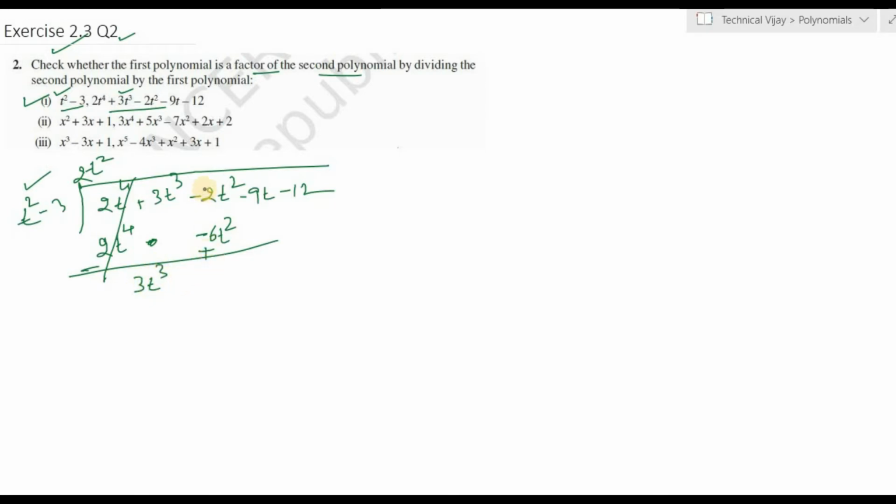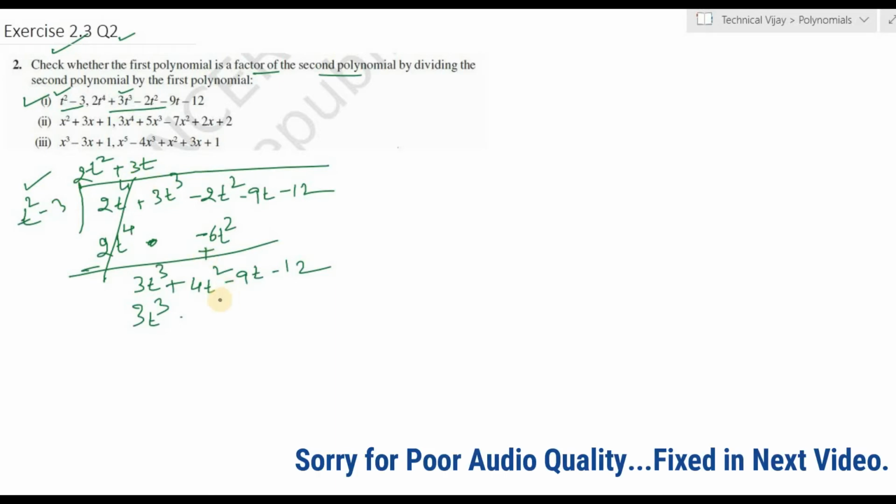So this is plus, this is minus, 6 minus 2 is 4. 4t square minus 9t minus 12. So 3t cube is there, plus 3t. So 3t into t square, 3t cube, minus 3 into 3, 9t, minus 9t. Here minus, this is plus, so this is cancelled. 4t square, this is also cancelled. Minus 12.